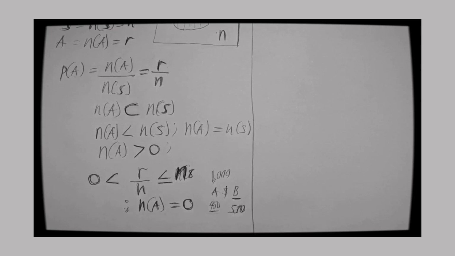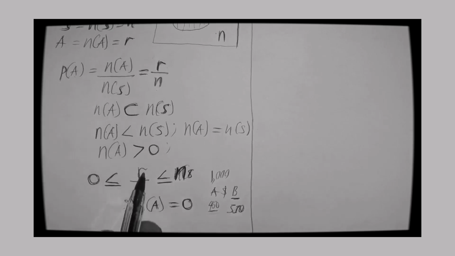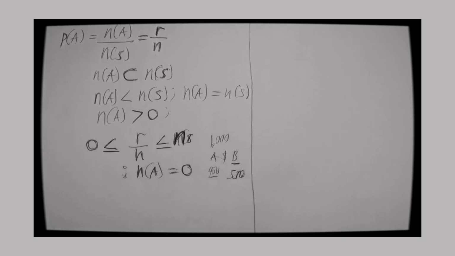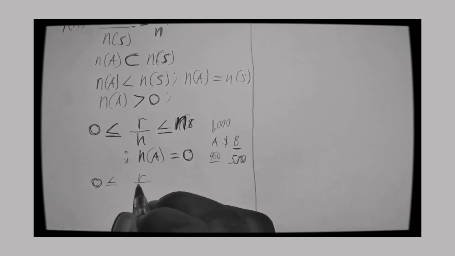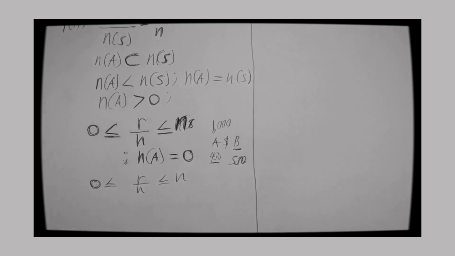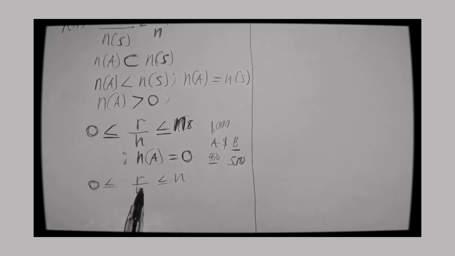So if you are saying that the probability of an event not occurring is 0, then we can have the equal to sign indicated here. Meaning that when you have R over N equal to 0, the probability of the event not occurring is 0. That is why we are deriving this equation. So it becomes 0 less than or equal to R over N less than or equal to N. And when it's equal to 0, the event is not occurring.